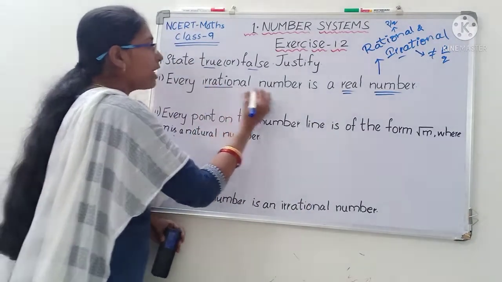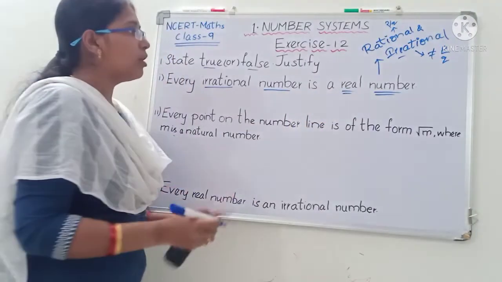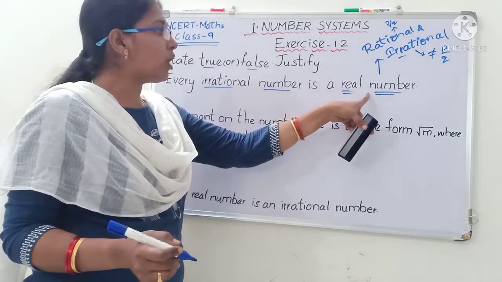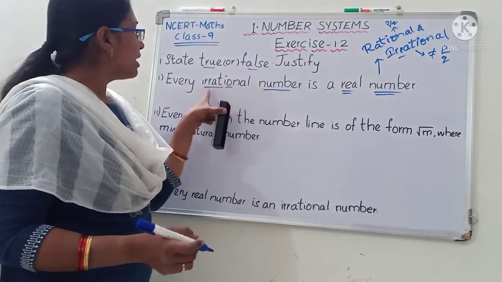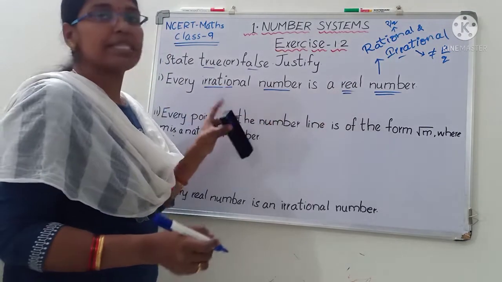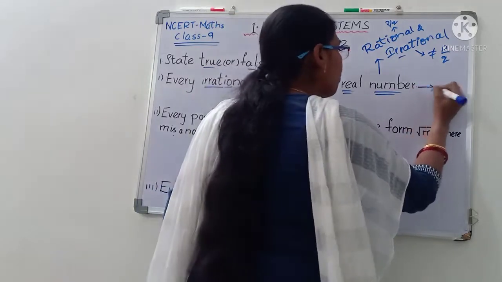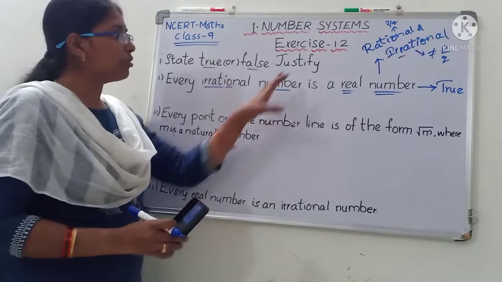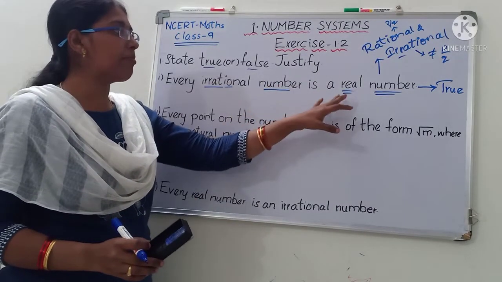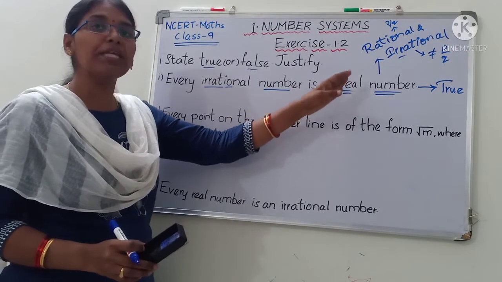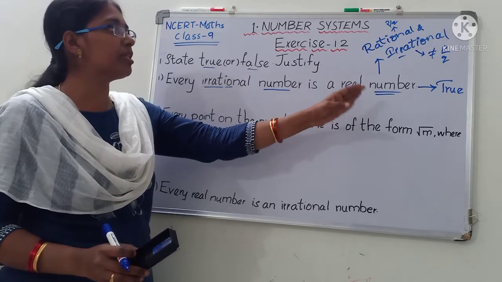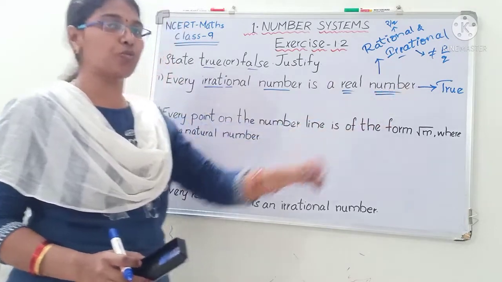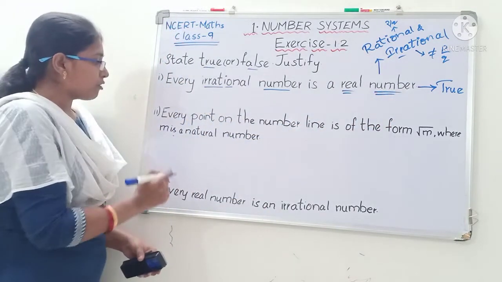So here it is said that every irrational number is a real number. According to this statement children, rational and irrational numbers together are called real numbers. So every irrational number is a real number. This statement is true. How can you justify this statement? We can justify it by saying that real numbers are a combination of rational numbers and irrational numbers. So the statement every irrational number is a real number is true. Let's solve the second question children.